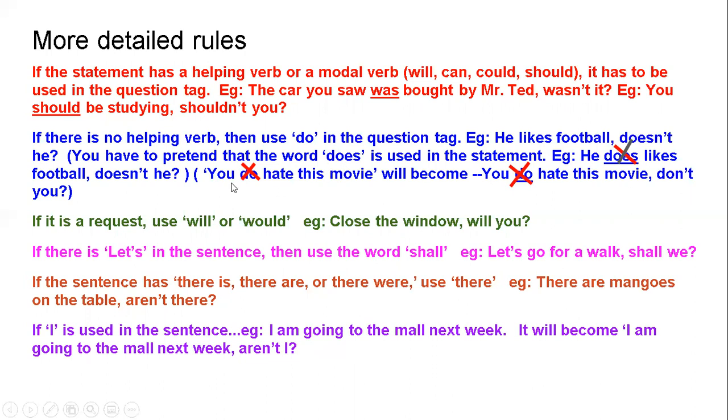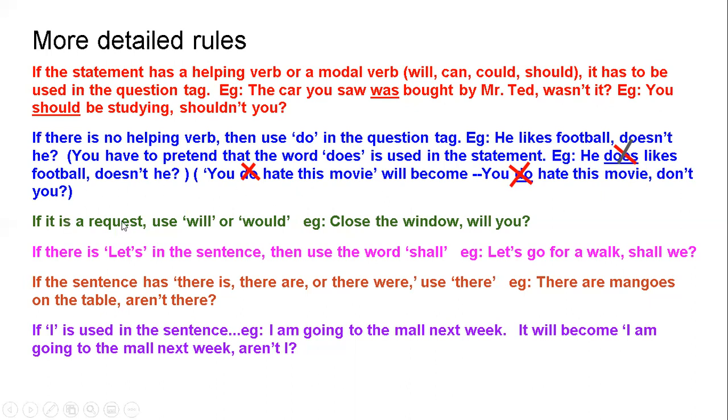Here's another example. You hate this movie. So if you see a sentence, you hate this movie, you have to imagine that do is written there, even though it's not written there. You do hate this movie, so you have to change it to this. You do hate this movie, don't you? But now do won't be written in your sentence, so you have to write it as you hate this movie, don't you? Now you're adding don't there, even though there's no do in the sentence, and I hope you have understood why you're doing that. The only reason you're doing that is because do is actually there, but you're not writing it. You have to imagine it there.